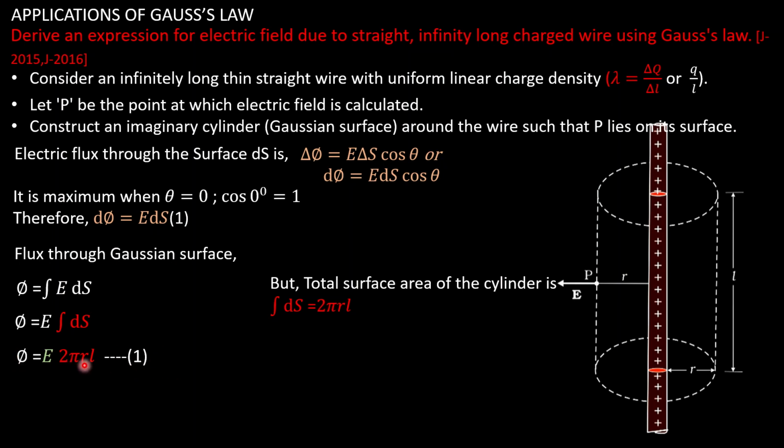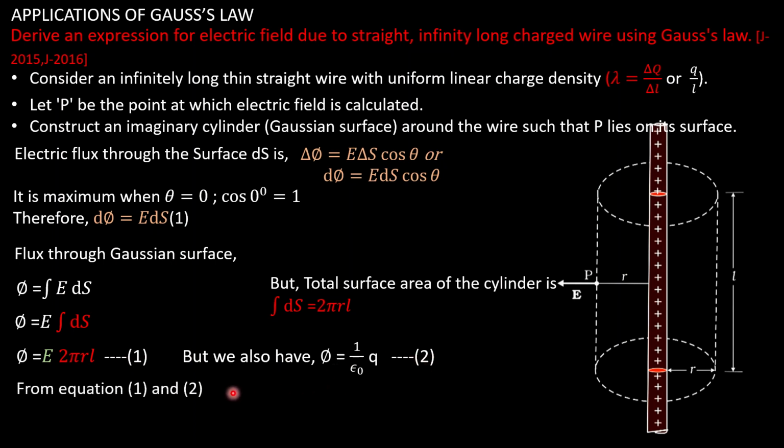So this is the formula for flux that we obtained from the definition, and we have another formula for flux, that is from Gauss law. So flux is equal to 1 by epsilon naught times q, according to Gauss law. So these two formulas we have: flux is equal to E into 2 pi rl, and flux is equal to 1 by epsilon naught into q. Now we are going to combine equations 1 and 2.